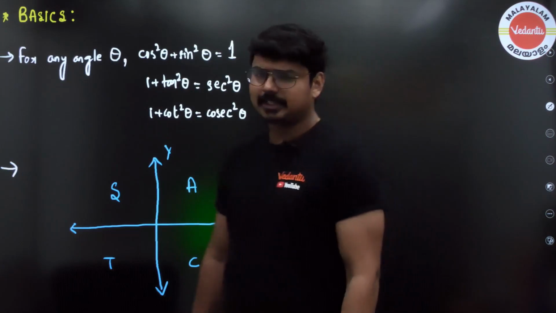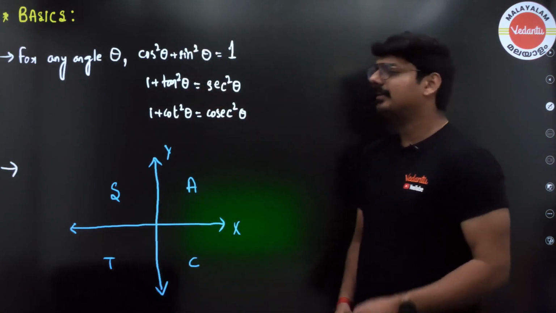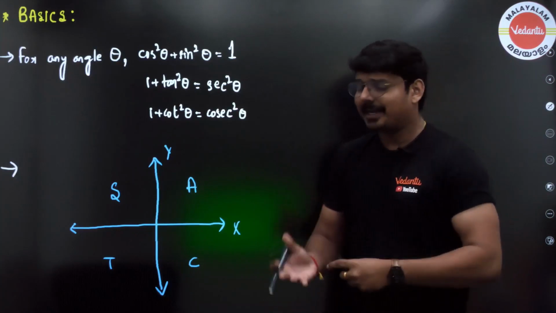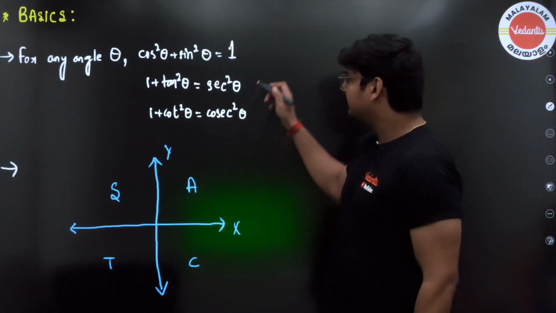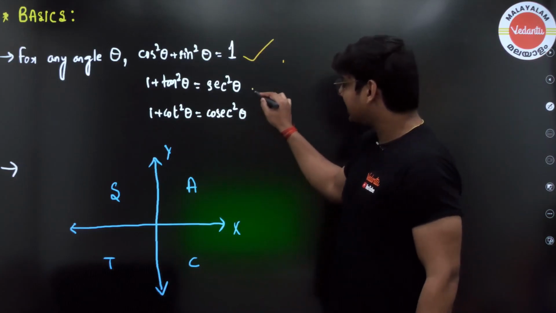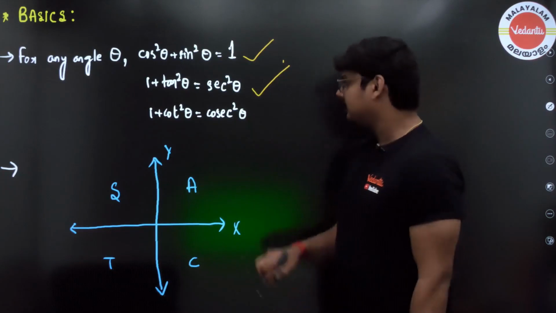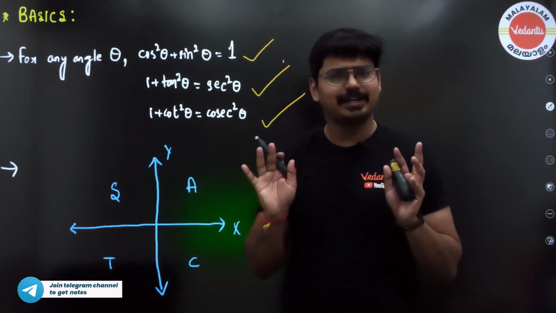So the first thing is, let's start with the basic formulas. If you see in trigonometry, in class 10th also we have studied these basic identities, right? We know that sine square theta plus cos square theta is 1, 1 plus tan square theta is secant square theta, and 1 plus cot square theta is cosecant square theta, the basic identities.